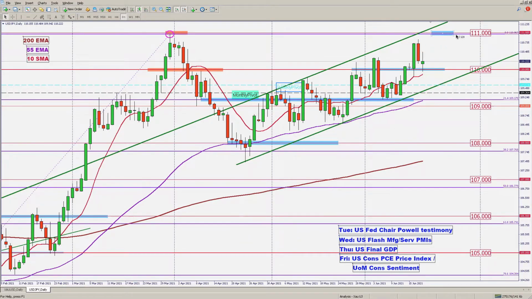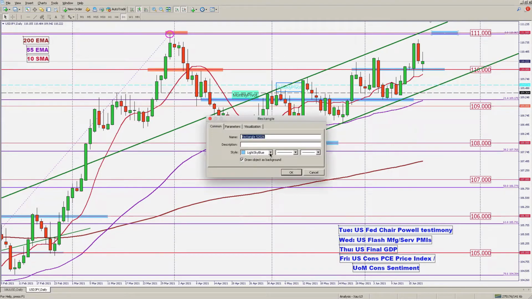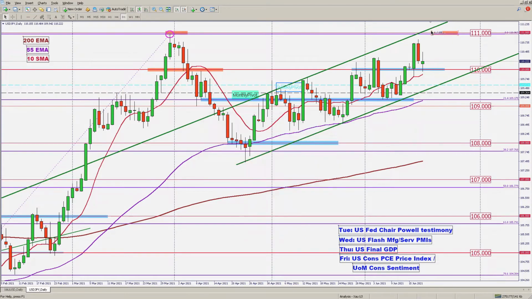And we'll identify this 111 as the key resistance zone. It did not follow through on Thursday and Friday to hit the upper channel trend line and the 111. So that turned around.